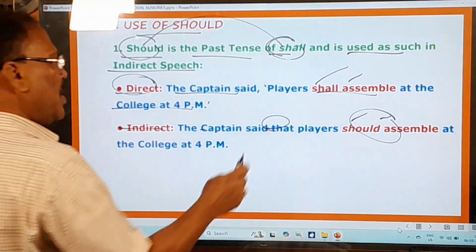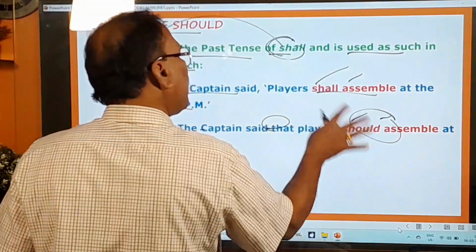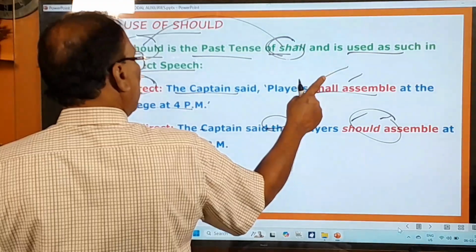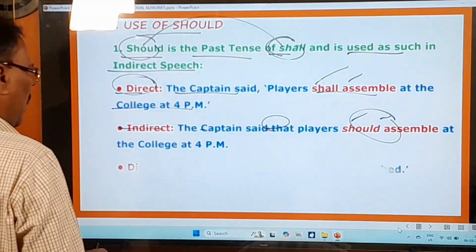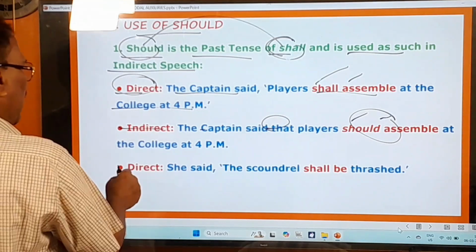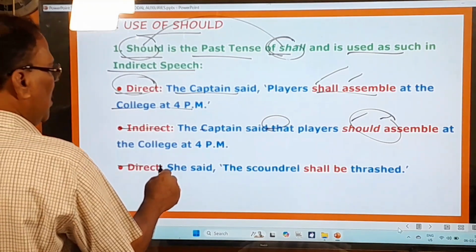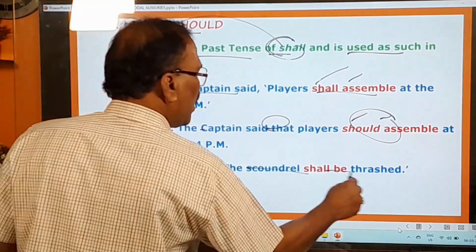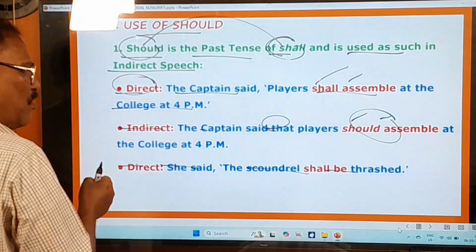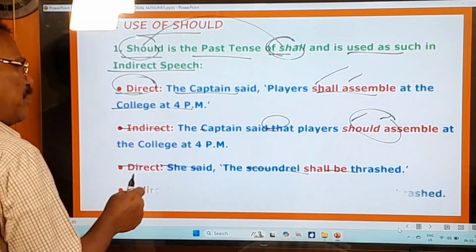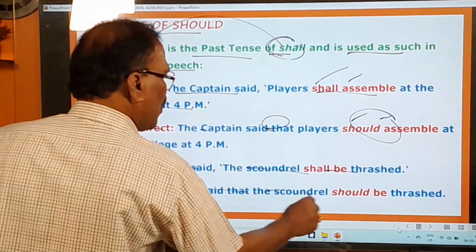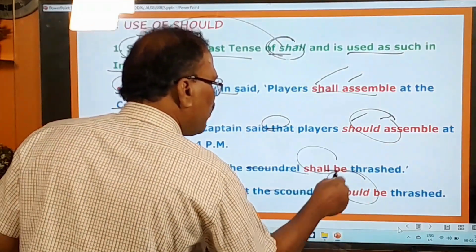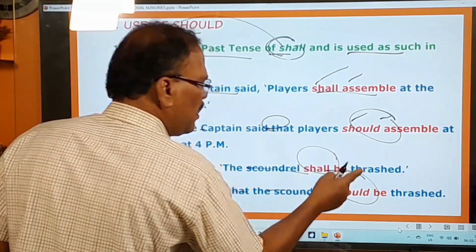Of course, shall assemble and should assemble convey the same meaning, but one is in the future tense and the other is in the past tense. One more example is given here. Direct speech: She said the scoundrel shall be thrashed. Thrashed means beaten. Indirect speech: She said that the scoundrel should be thrashed. Shall be is future, should be is the past tense.